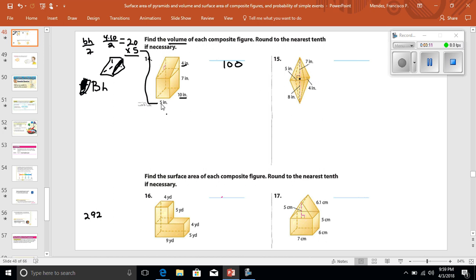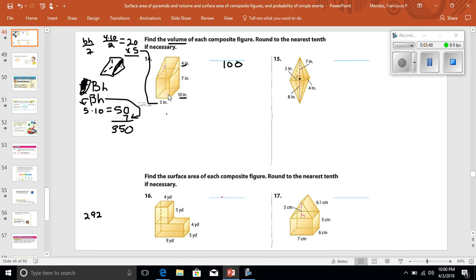All right, let's worry about this rectangle down here now. It's going to hold whatever the big base times the height is. The big base is going to be a rectangle this time, and our rectangle is 5 by 10. So 5 by 10 is 50, so 50 equals our big base. Now we have to multiply 50 times our height, and our height is 7. So that gives us 350.